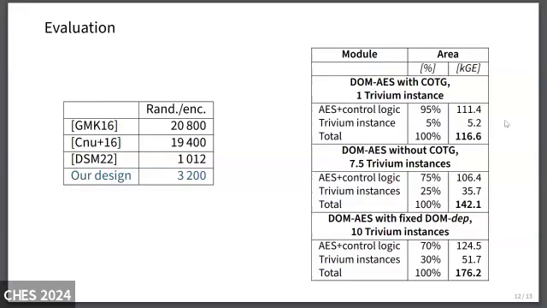And if you do not do any of the optimizations we suggested in this paper and just stick with the fixed version of the DOM depth multiplier, you need 10 RNGs, and that already accounts for a third of the whole area.